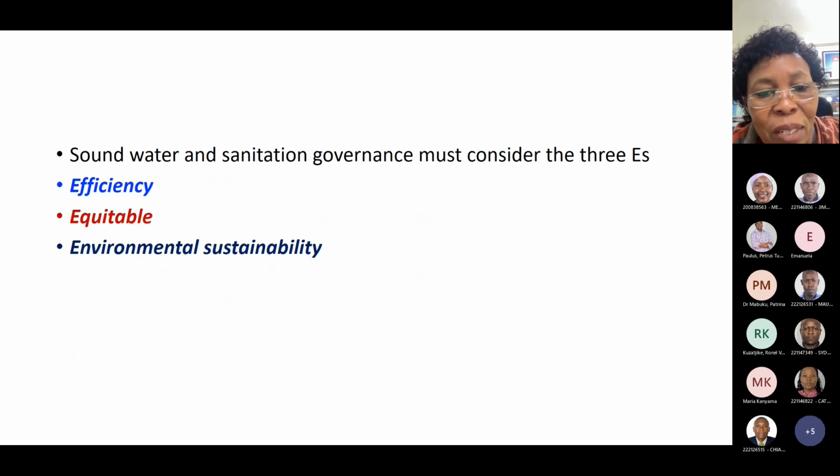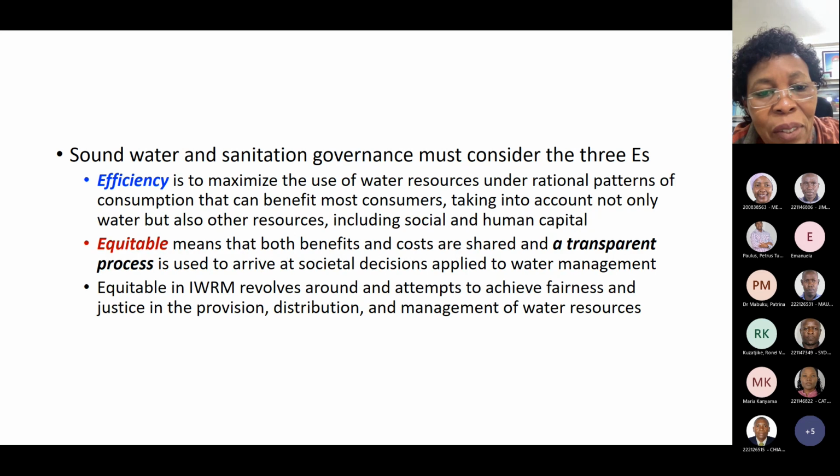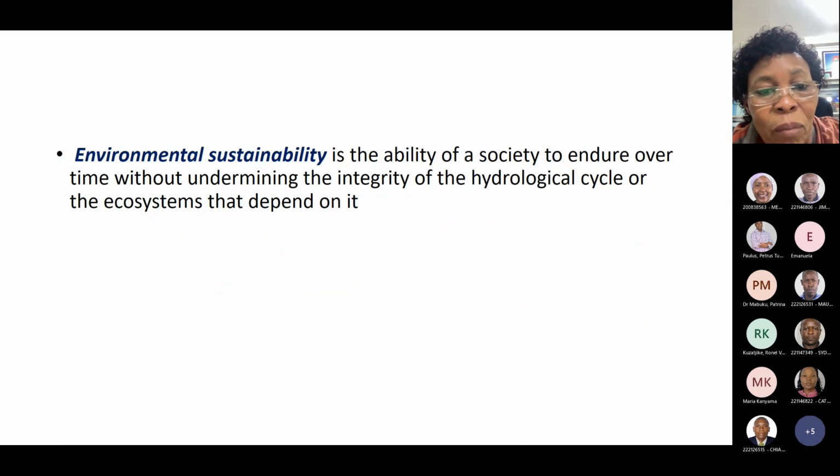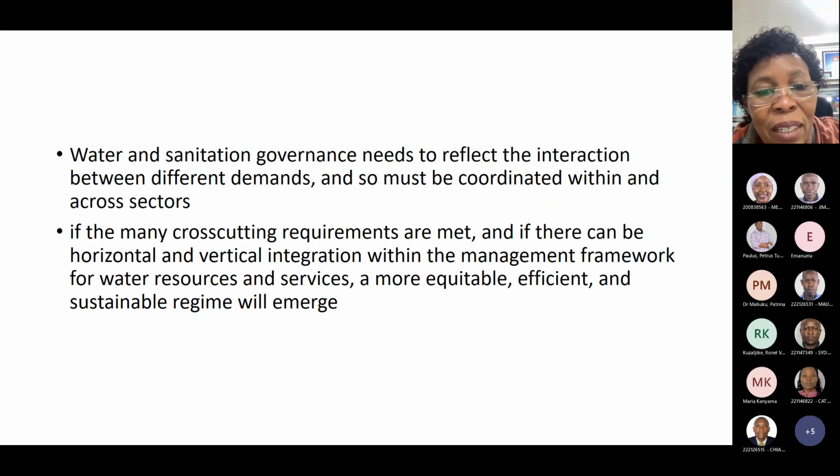These are the ones that we mentioned differently, but more or less the same. These are the same things we talked about: efficiency, equitable, and transparency. Environmental sustainability, we also talked about it. Interaction and coordination within and across sectors, we talked about it.